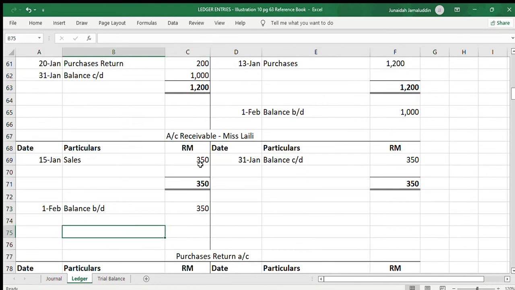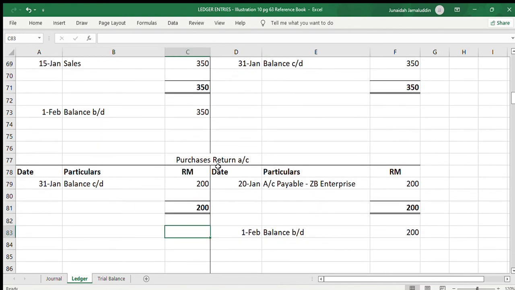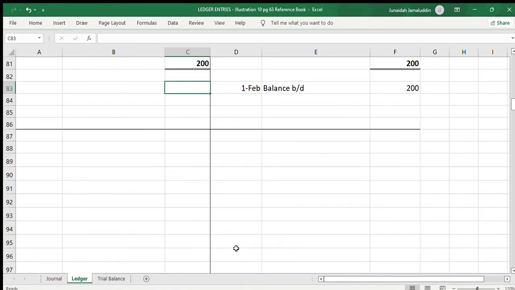Since balance BD dia berada di sebelah debit. Okay, so kita pergi pada next account. We have purchases return. Okay, so this is the last one.